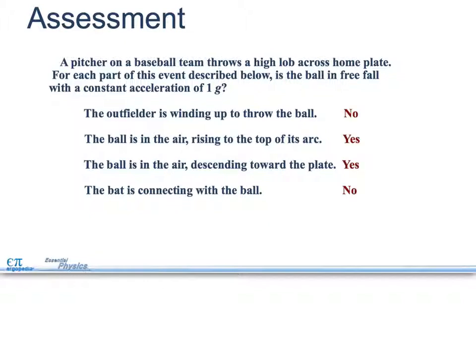First one, no. The outfielder is winding up to throw the ball. If it's in his hand, it's not in free fall. That's not going to work. The ball is in the air rising to the top of its arc. Yes, only gravity is affecting it. The ball is in the air descending towards the plate. Yes, gravity is affecting it. The ball is in contact with the bat. No, gravity is not the only thing affecting it.